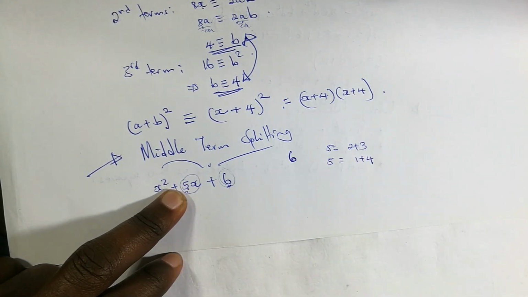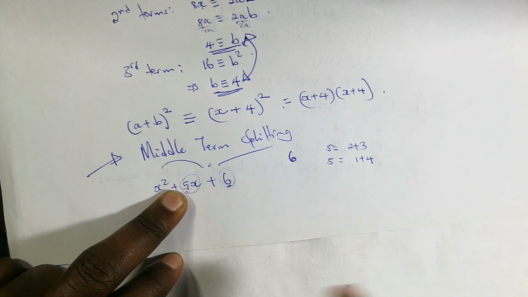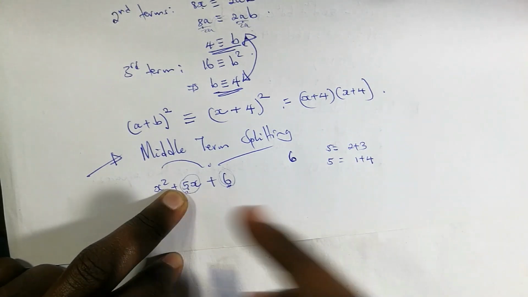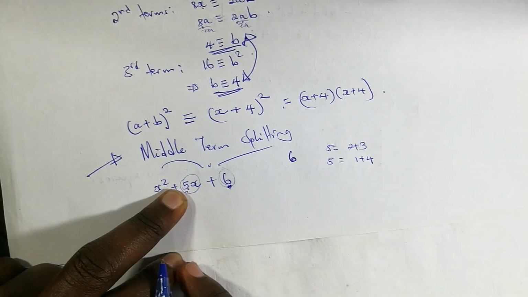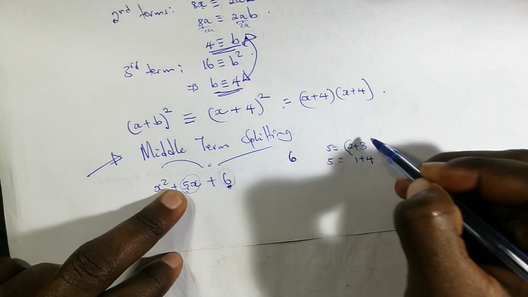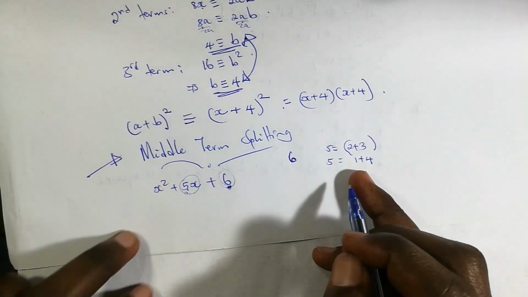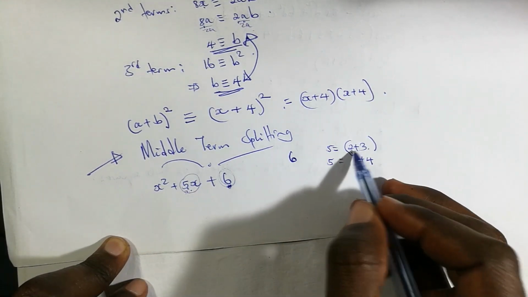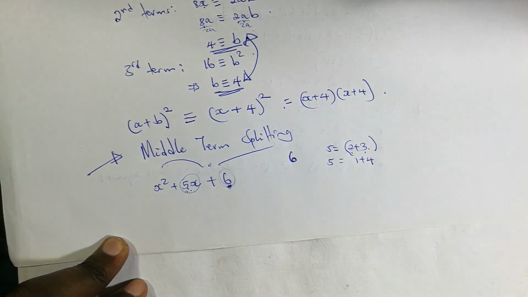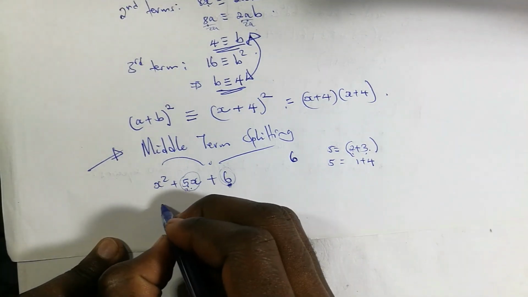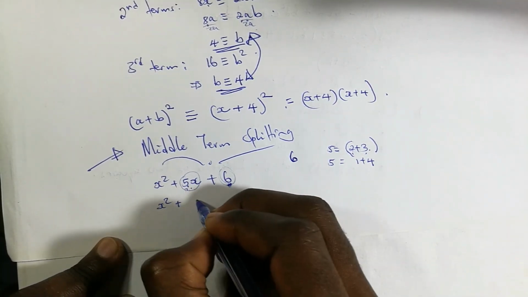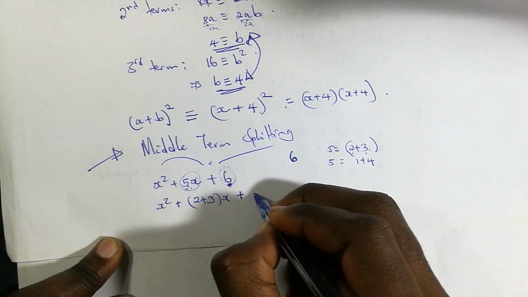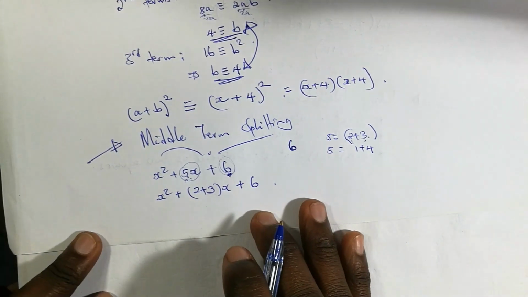I think that's all. Those are the possible factors of numbers that we can add to get. But we have to look at one whereby if we multiply, we will get 6, which would be 2 and 3. And now that means 2 and 3, if we add them, we get 5, but if we multiply them, we will get 6. So that means we are going to have here x squared plus our 2 plus 3 into x plus 6. We leave it like that.